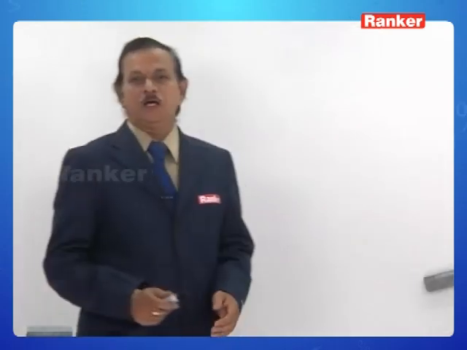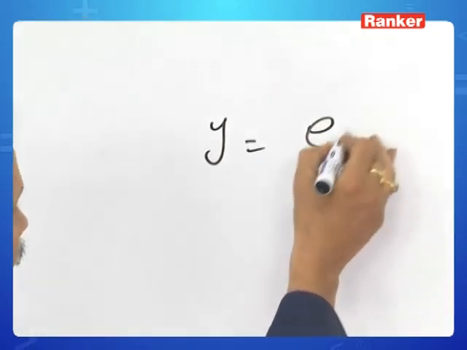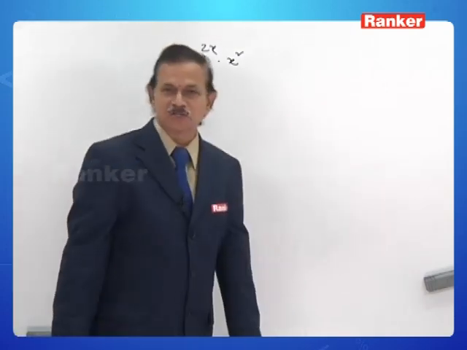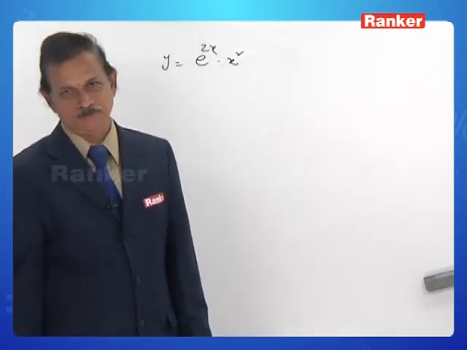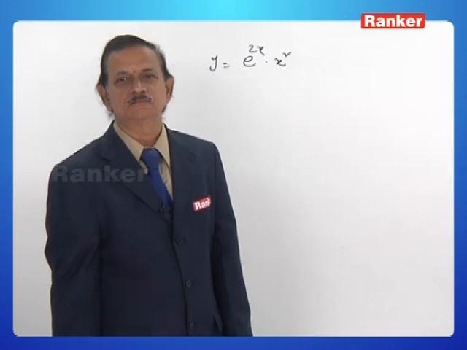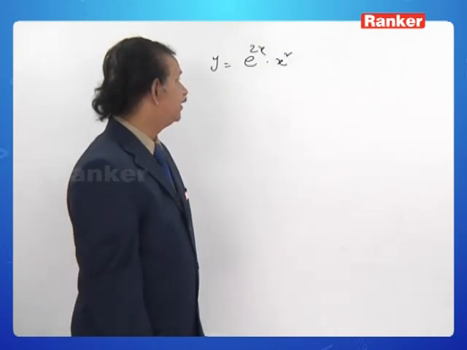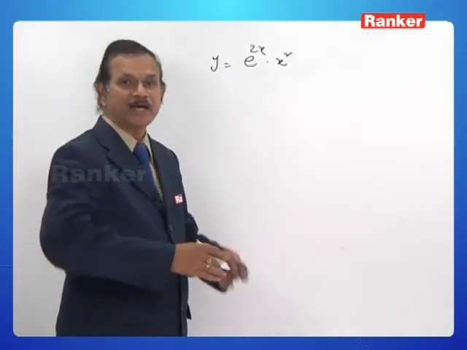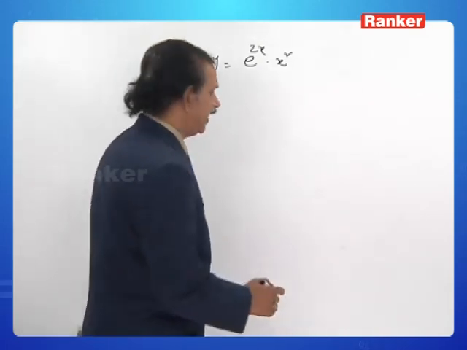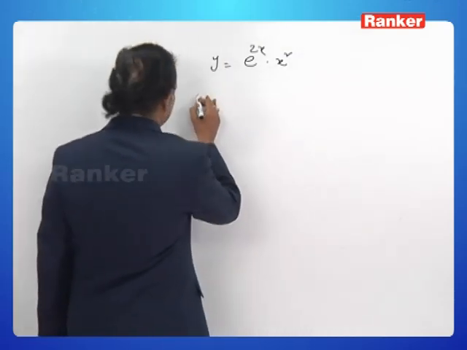Another model: y is equal to e power 2x into x square. What is the third derivative or the fifth derivative, nth derivative, like that? Here you may have to use the UV formula repeatedly. It's not a single function. In such a case, there is a beautiful formula called Lagrange's formula.